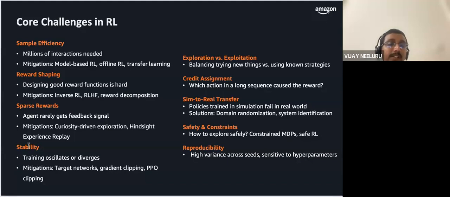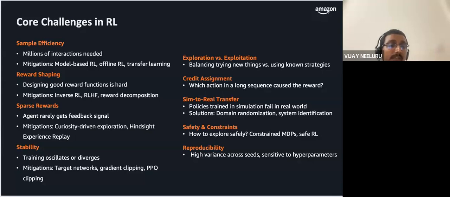The next one is sparse rewards. The agent typically rarely gets a feedback signal. Imagine learning to play chess where the agent only gets feedback at the very end. One solution is to give the agent an internal reward for visiting novel states. To avoid these issues, the mitigations are curiosity-driven exploration and hindsight experience replay.